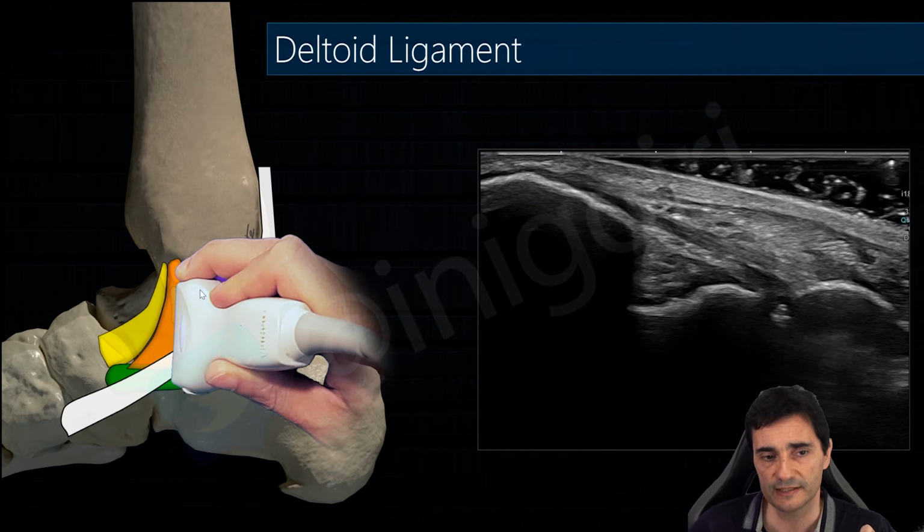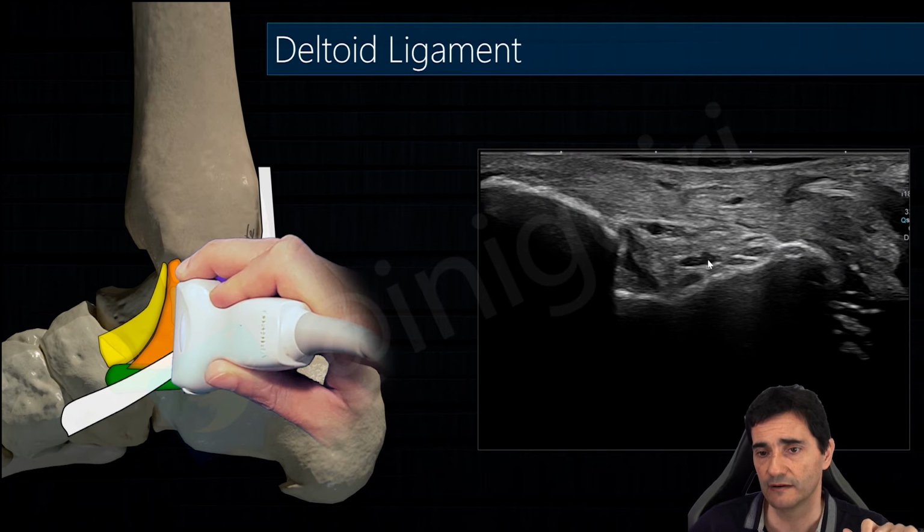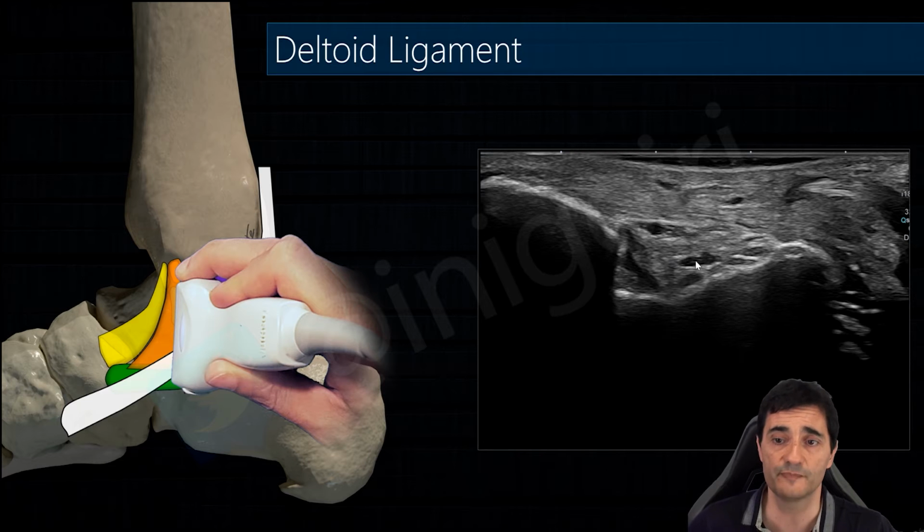Below this component, we usually find the anterior tibiotalar ligament from the deep layer here, but we don't have a good view here. We will see it better in the next video. And remember that usually this component is not always present. Okay.